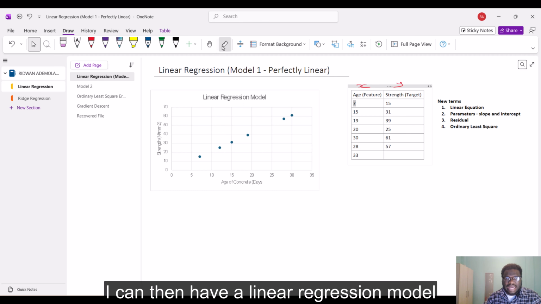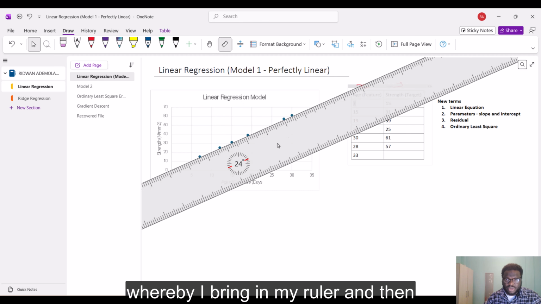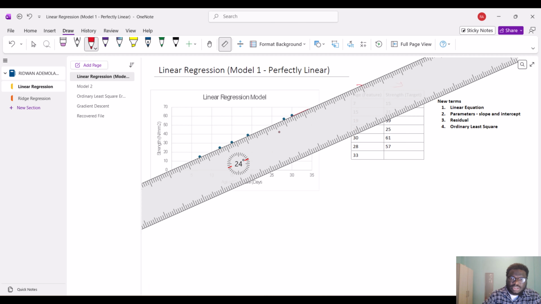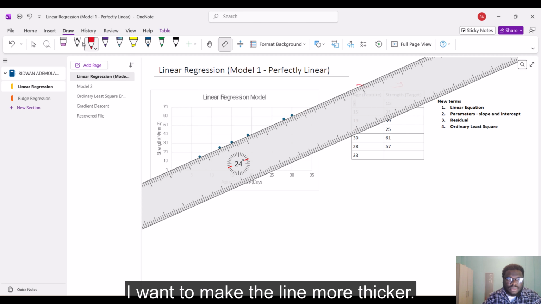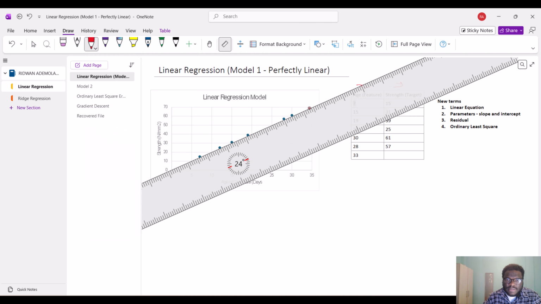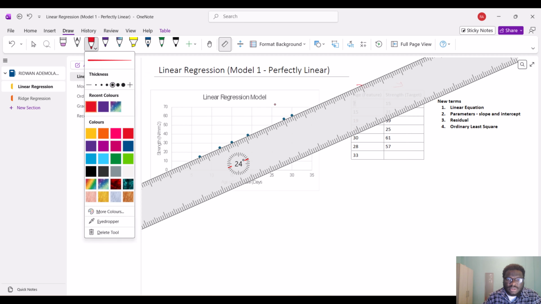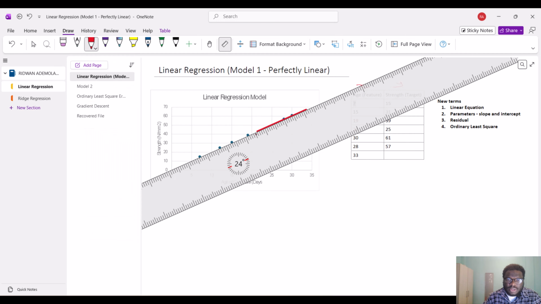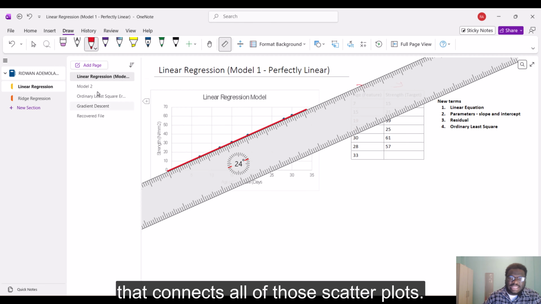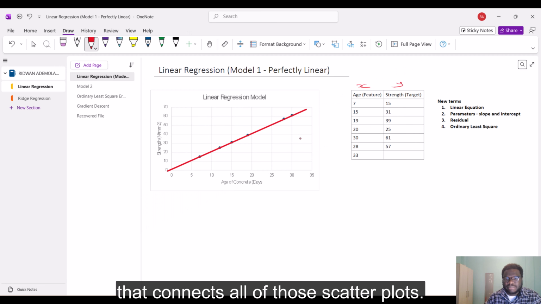I can then have a linear regression model whereby I bring in my ruler and draw this line. I want to make the line thicker, so I'll pick maybe this. Oh no, that's too thick. Oh, let's do this. Okay, so I can simply have a line that connects all of those scatter plots.